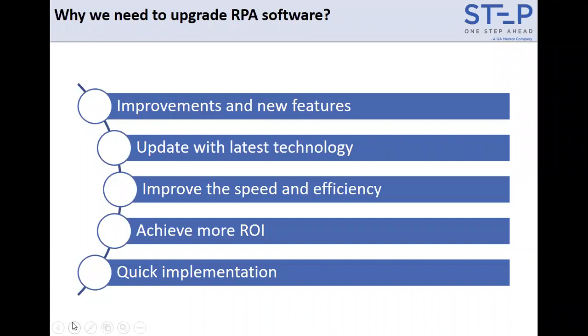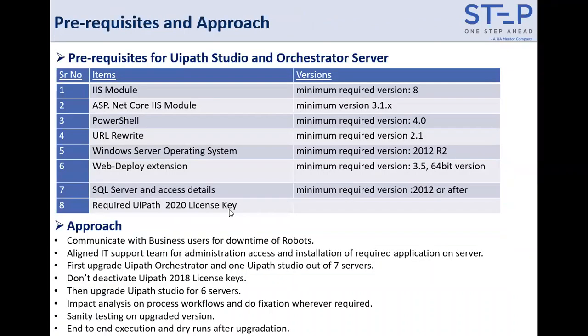Now let's move forward. What are the prerequisites and approach that we need for upgrading the Orchestrator server? The prerequisites are that these applications need to be installed in the Orchestrator server. The first application is the IIS module, and the minimum required version is 8. The second is the ASP.NET Core IIS module, and a minimum of version 3.1 should be installed in the Orchestrator server.